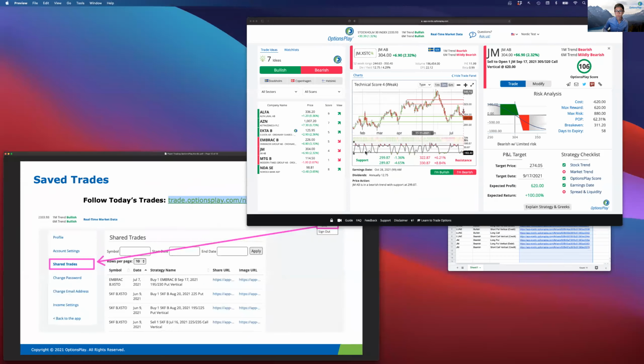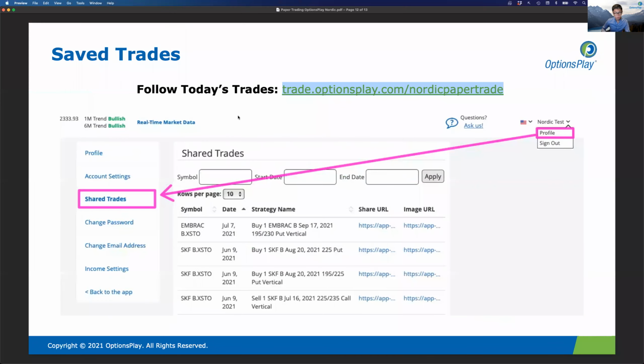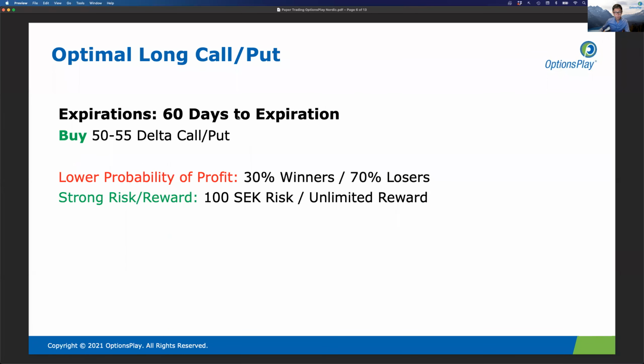We use the OptionsPlay score. The OptionsPlay score looks at both POP and risk to reward ratio. What I tend to find is that a lot of investors spend too much time looking at POP. And what you notice here is that POP is simply a factor of risk to reward. If you think call options have very low winners, that's true. But for every 100 crowns in potential risk you take, you have unlimited reward, right? So basically the lower POP gives you a much better risk to reward.